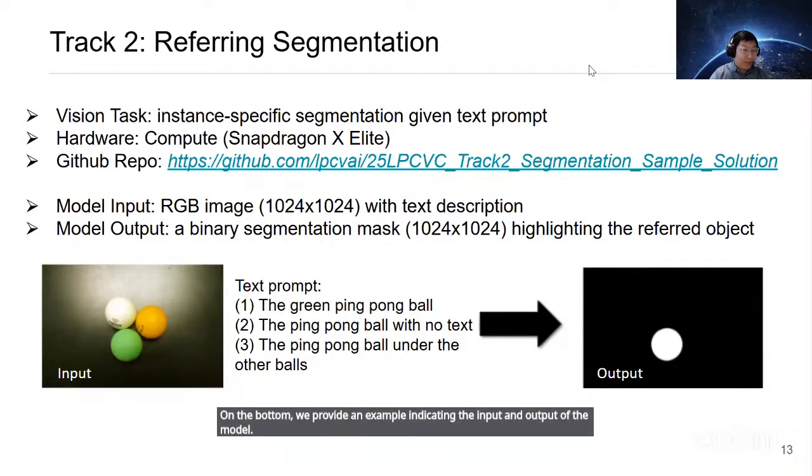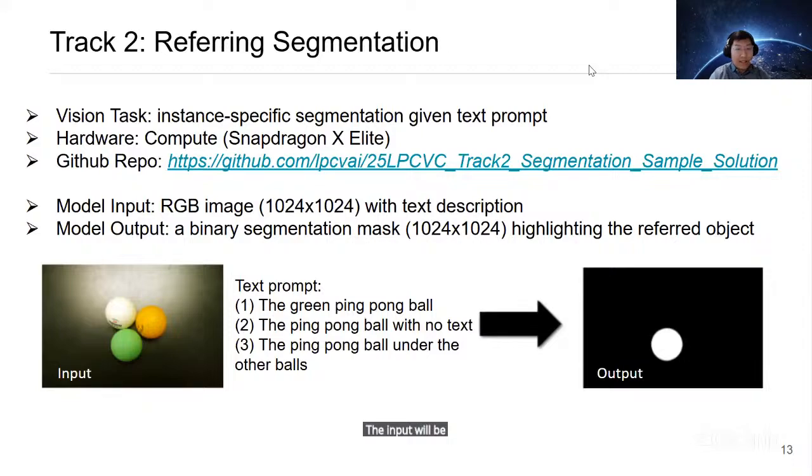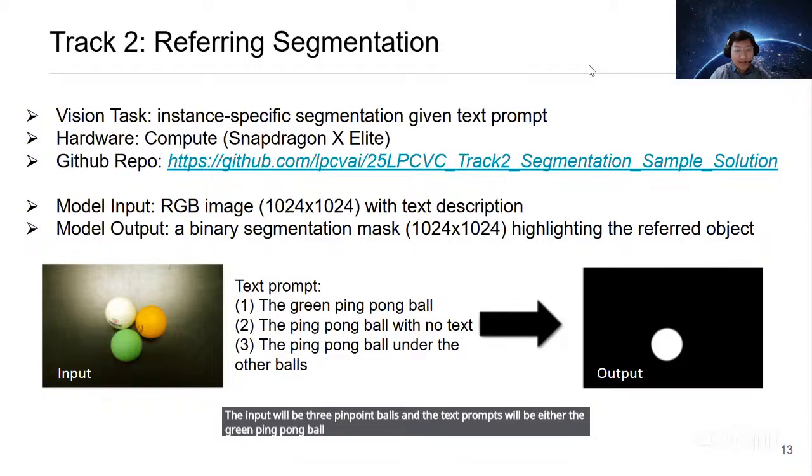The input will be 3 ping pong balls, and the text prompts will be either the green ping pong ball, or the ping pong ball with no text, or the ping pong ball under the other balls. So the output will be specifically the green one, and it will not include the other 2 ping pong balls.